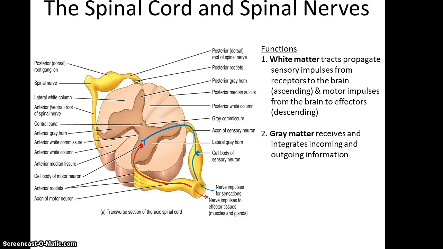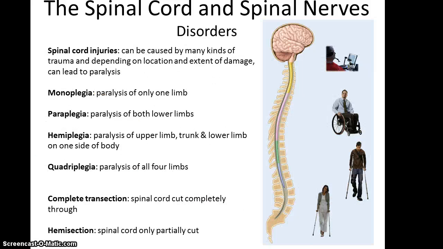So basically, the white matter is propagating sensory impulses from receptors to the brain, ascending, going up, and also carrying motor impulses from the brain to the effectors, or descending, going down. Again, they're acting like wires. They're carrying the signal. While the gray matter, on the other hand, is receiving and integrating the incoming and outgoing information. So it's acting more like the computer hard drive.